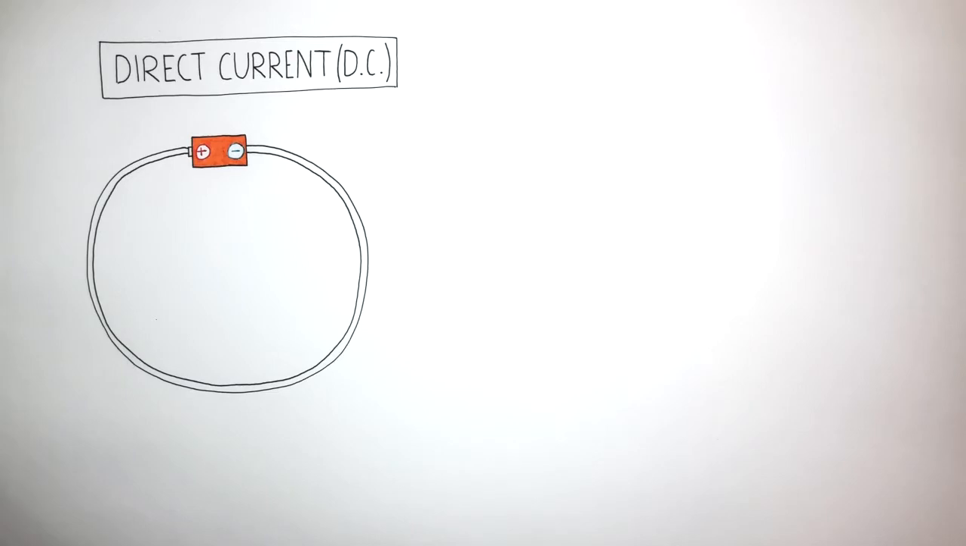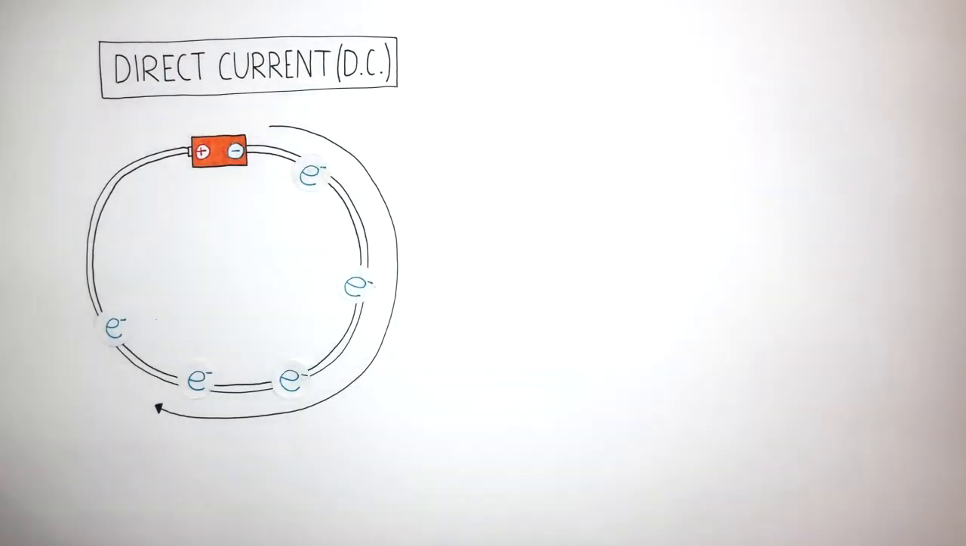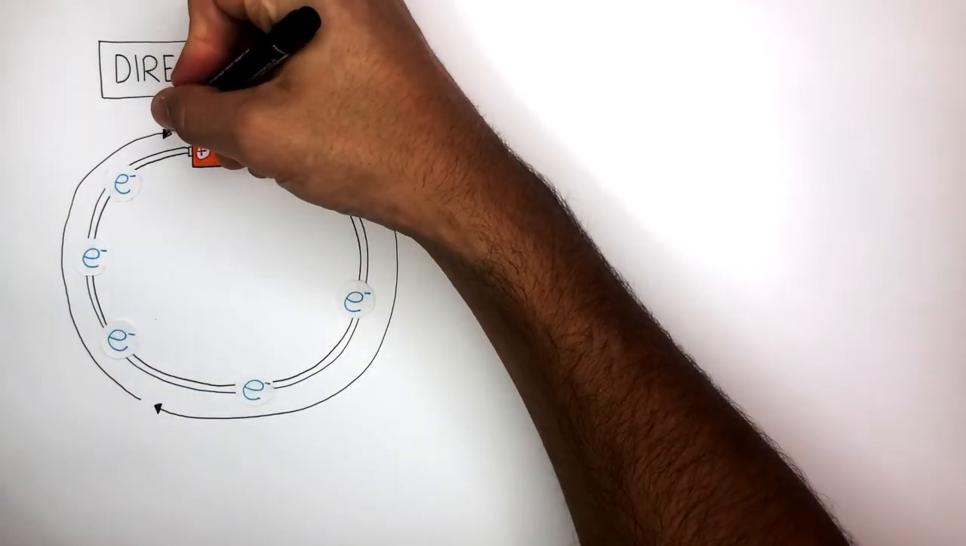To explain what a direct current is, we have a very simple circuit here, where the cell pushes the electrons out of the negative terminal. The electrons flow around the circuit in one direction only. There is only one direction for the electrons to take, so this is a direct current.